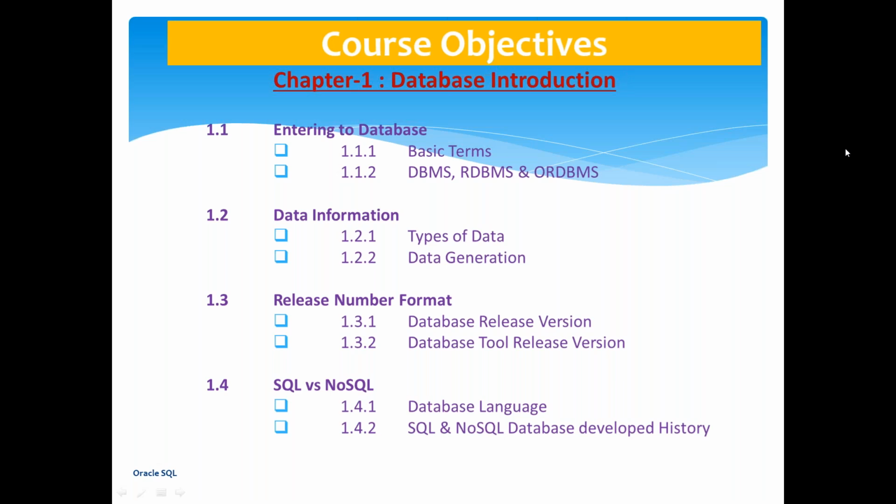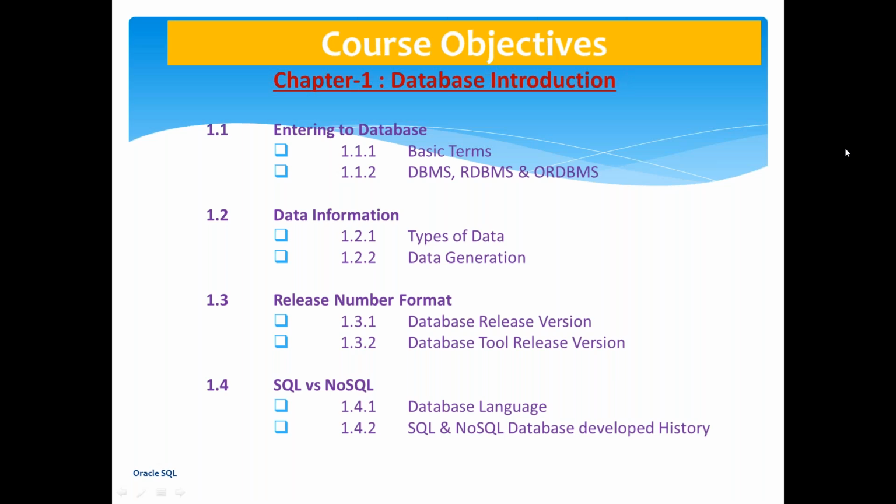Then you have to work with the data. So start with data, end with data, play with data, everywhere data only. So you should know how many types of data and which data you will work with. And the release number format. So how to get the release version of a database using a tool, database release version and tool release version. If somebody is asking in which version you are working and you are not able to tell, that is not looking good. Maybe in an interview you can be rejected also. So which version you are using you should know, and how to check also you should know.